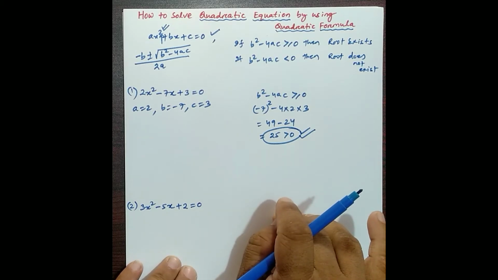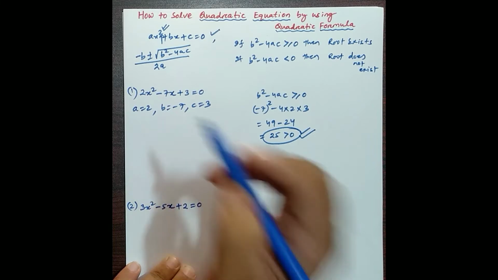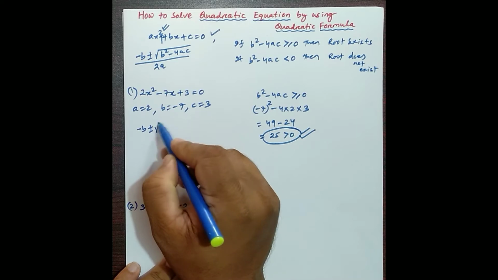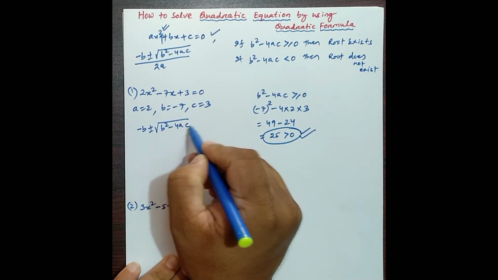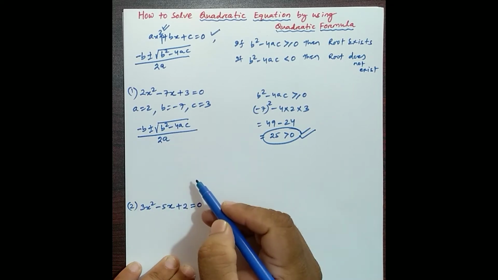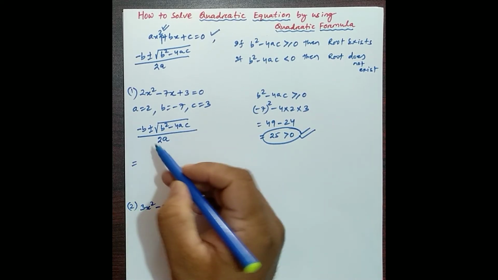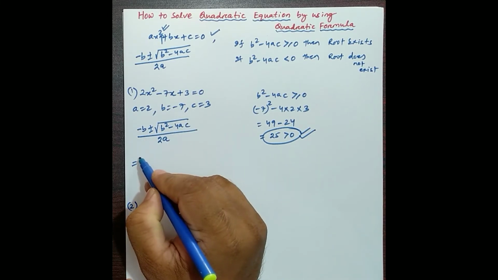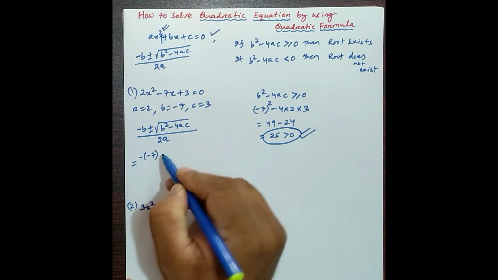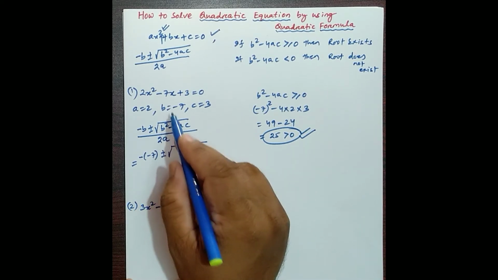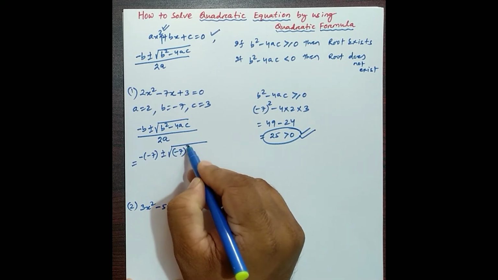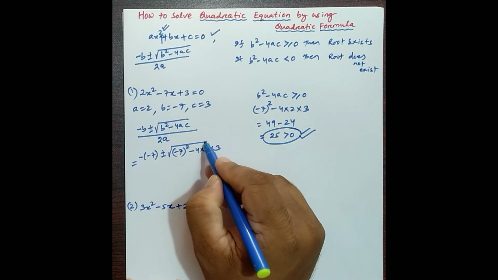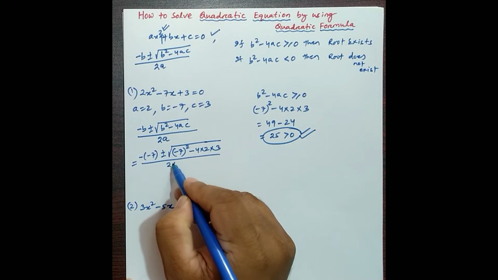How will we find them? Look here, simply applying the formula. What is that formula? The formula is minus b plus minus under root of b square minus 4ac, whole divided by 2a. Just put it over here. So minus b: what is the value of b here? Minus 7. You have to write like this: minus, then the value of b, minus 7, then plus minus under root of b square, that is minus 7 whole square, minus 4 into the value of a, 2, into the value of c, 3, whole divided by 2a, that is 2 into the value of a, which is 2.